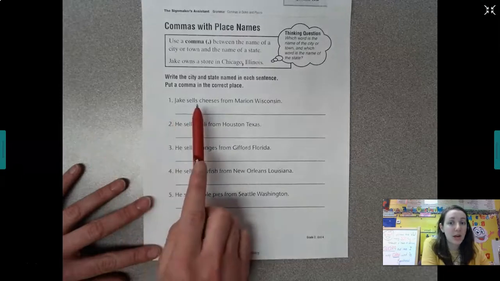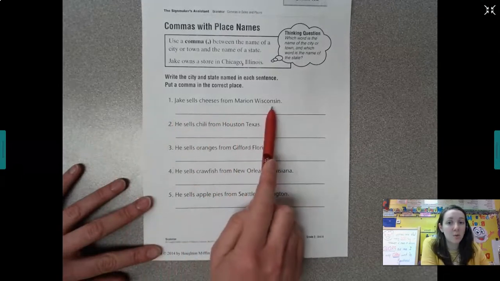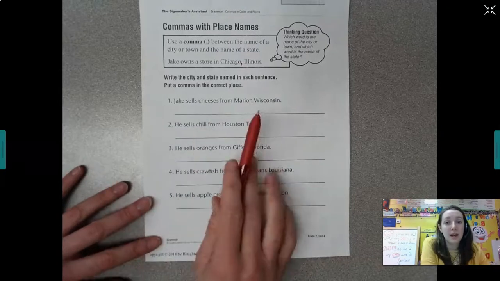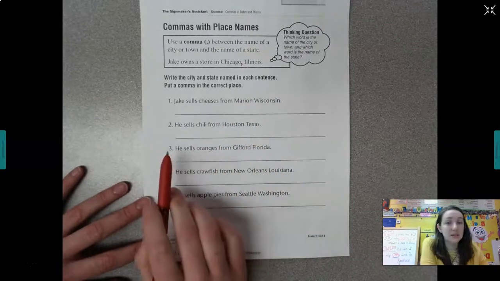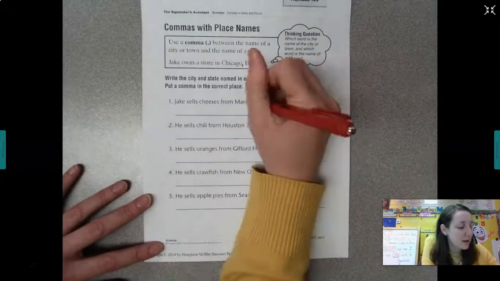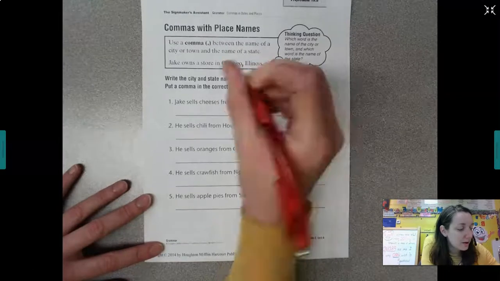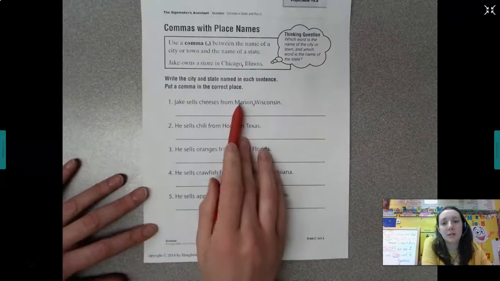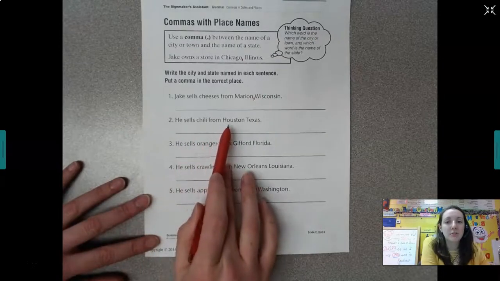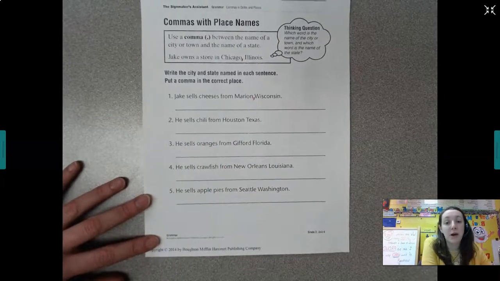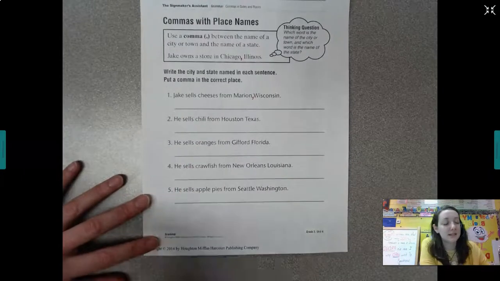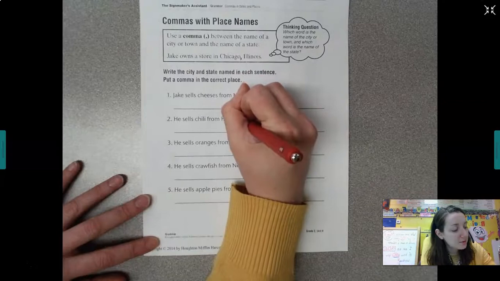So it says Jake sells cheeses from Marion, Wisconsin. Well, I know that Wisconsin is a state, so Marion must be the city, which is the name of our county, right? So Jake sells cheese from Marion, comma, Wisconsin. So putting a comma between the city and the state. He sells chili from Houston, Texas. Well, I know Houston is a city. It's a city I've heard of before. And Texas is the state, so my comma is going to go in between those two.